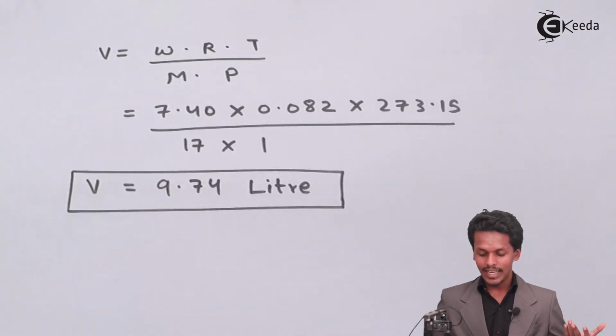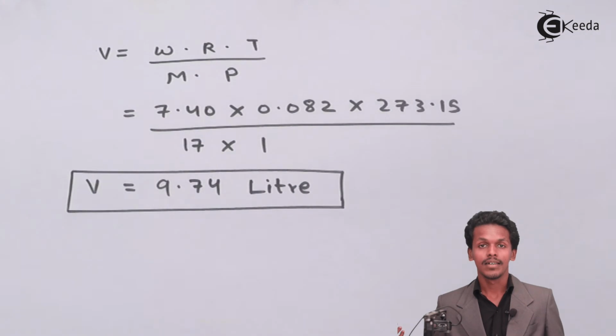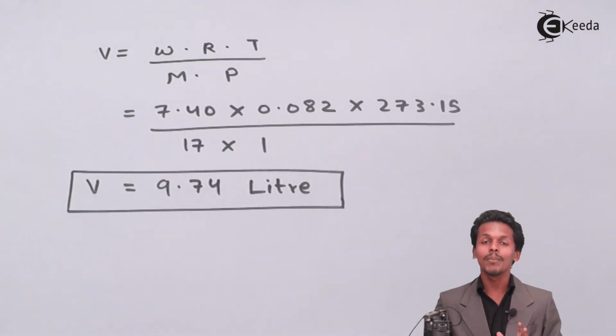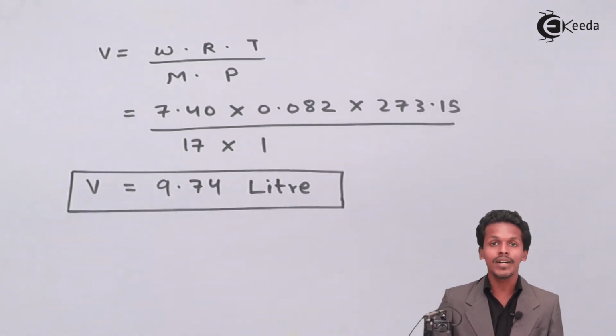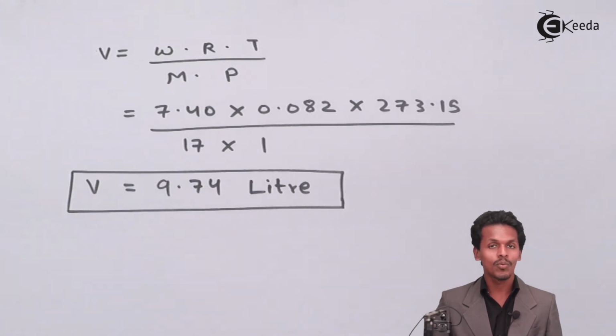The value that we have got, 9.74, has a unit of liter because we have used the value of R which has a unit of liter atmosphere per mole per Kelvin. So we don't have to convert in any way. This value would be in liters, not in dm cube or something else, and that's what I'm trying to say: the value of R is very important while using the ideal gas equation.